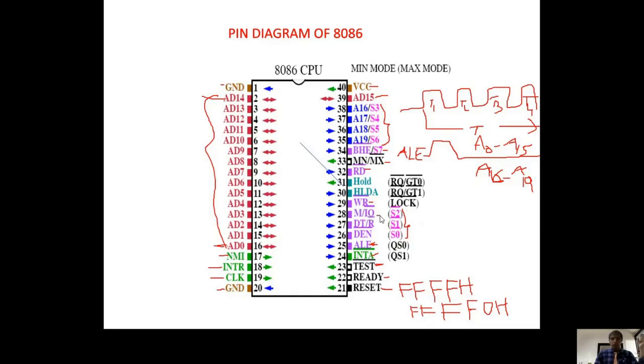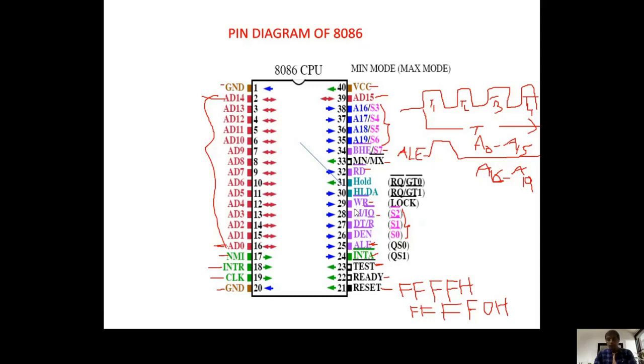Then the M by IO bar signal. This is also important. If M by IO bar equals 1, then we are selecting memory. M is memory, IO is IO device. If it is 1, then the 8086 is performing data access with memory. If it is 0, the 8086 is performing data access with IO. For example, if M by IO bar is 1, the processor reads data from memory or sends data to memory. If it is 0, the processor reads data from IO or sends data to IO. So the M by IO bar signal is used in combination with RD bar and WR bar.